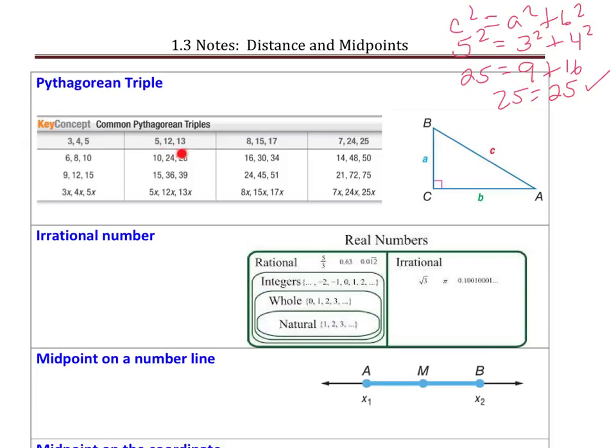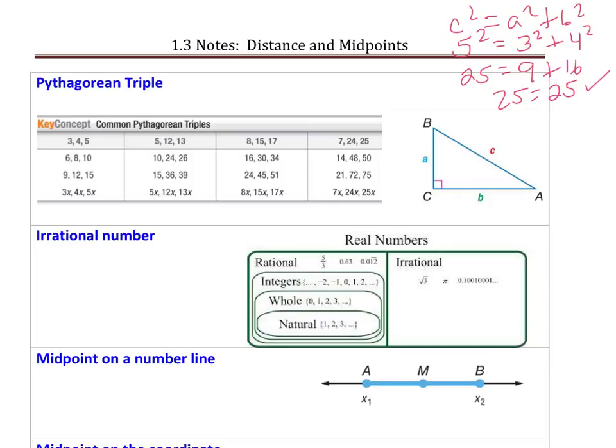The next triple would be 5, 12, and 13 and its multiples. 8, 15, and 17 and its multiples. 7, 24, and 25 and its multiples. These relationships have been known for thousands of years. The ancient Greeks certainly knew them, the ancient Egyptians as well, Chinese. They've been well documented for thousands of years. And they're kind of handy if you know them. You do not have to memorize any of these, but I do think it's helpful to know the 3, 4, 5, and maybe even the 5, 12, 13.